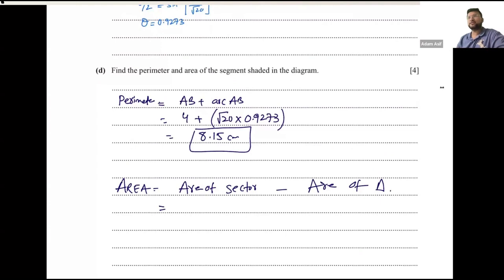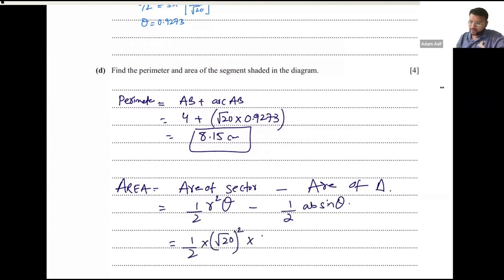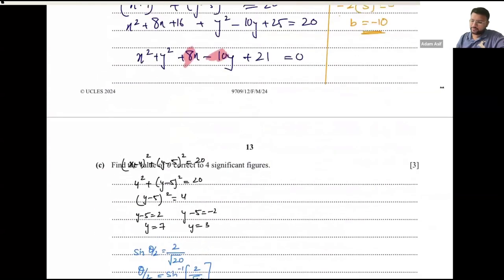अब तो एरिया ऑफ द सेक्टर का क्या फॉर्मूला होता है? सेक्टर फॉर्मूला क्या था? याद है फॉर्मूला? एरिया ऑफ अ सेक्टर इज हाफ r स्क्वायर थीटा और एरिया ऑफ अ ट्रायंगल वुड बी हाफ AB साइन थीटा। रेडियस वही है जो सर्कल का रेडियस है, दैट इज √20। एंगल है 0.9273। एरिया ऑफ द ट्रायंगल होगा हाफ टाइम्स AB। अच्छा, अब AB साइन थीटा क्या है?